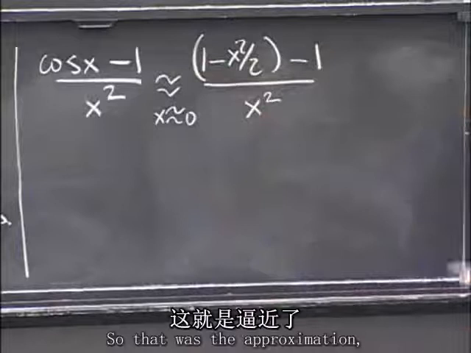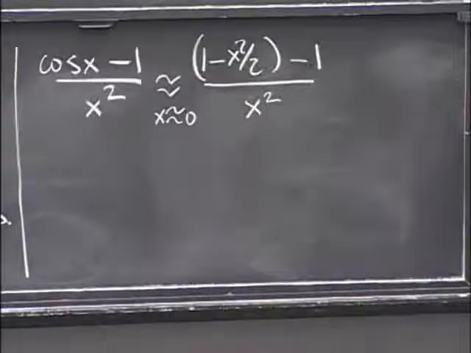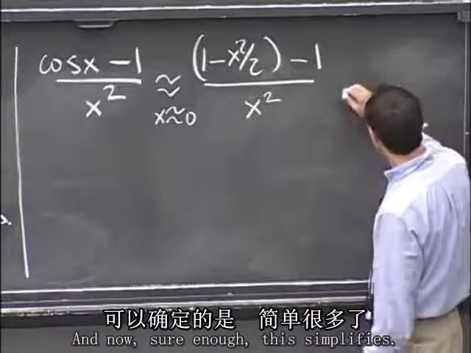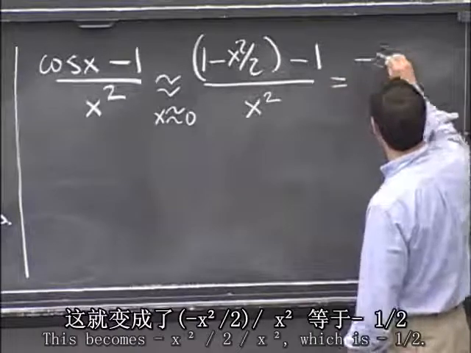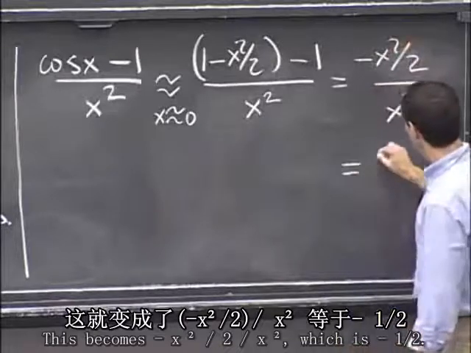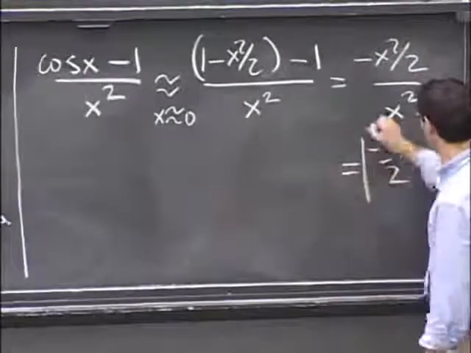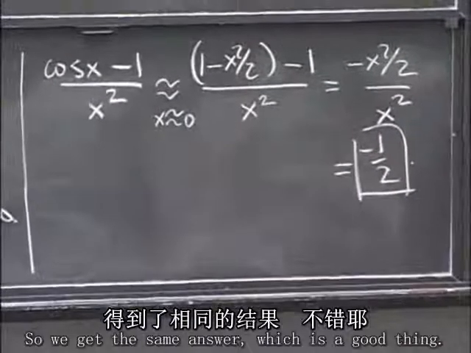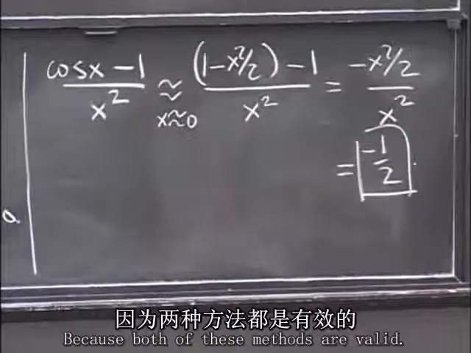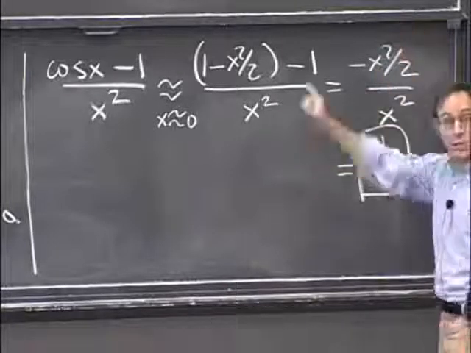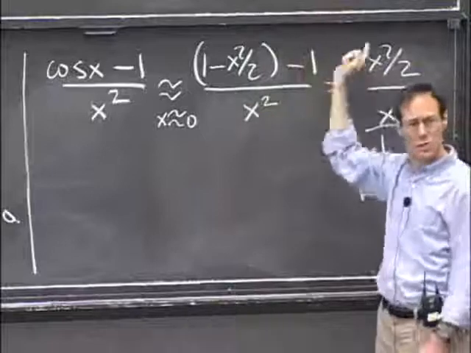All right? So that was the quadratic approximation to the cosine function. And now, sure enough, this simplifies. This becomes minus x squared over 2 divided by x squared, which is minus 1/2. So we get the same answer, which is a good thing, because both of these methods are valid. They're consistent. You can see that neither of them is particularly a lot longer.